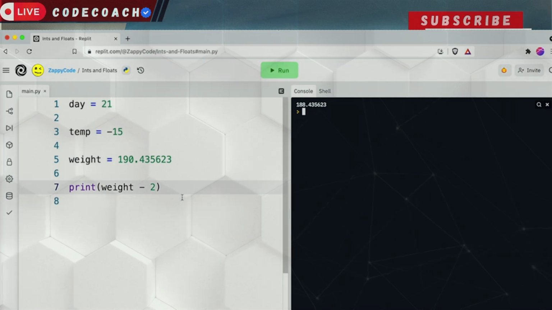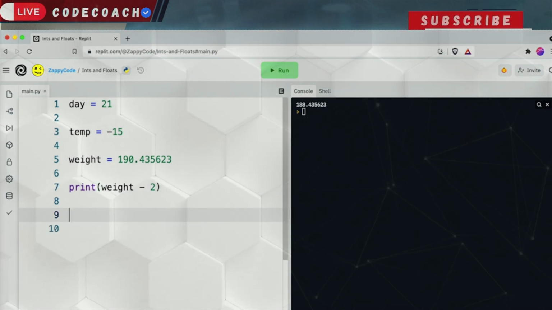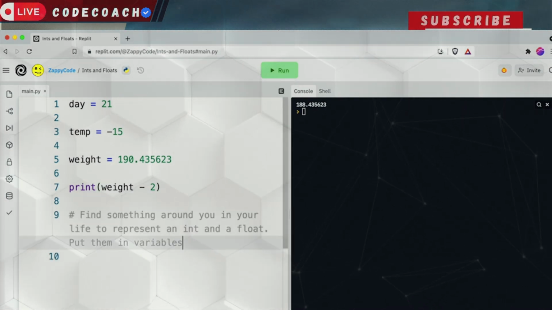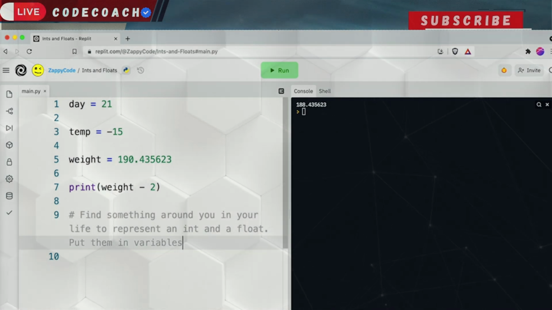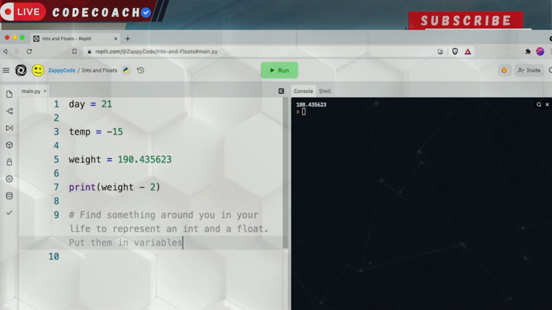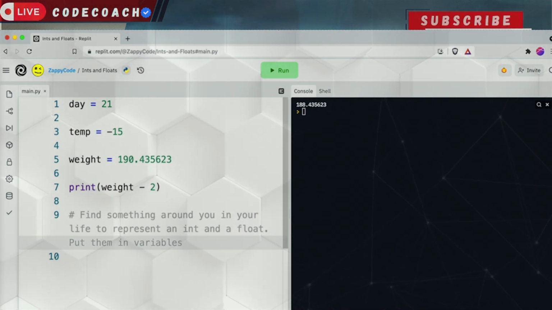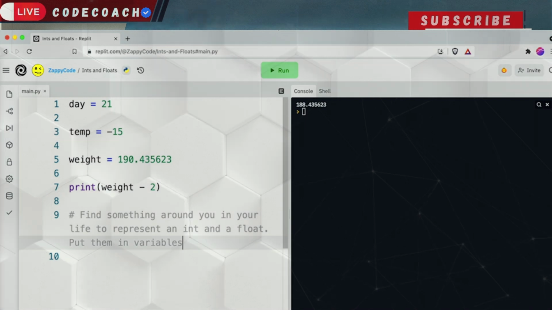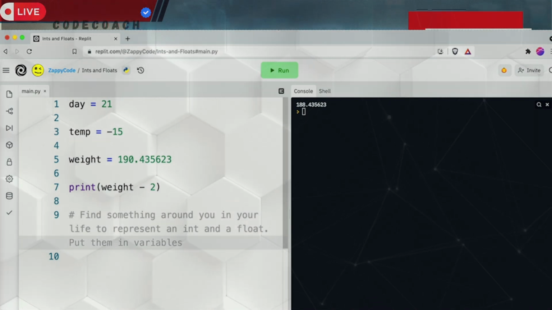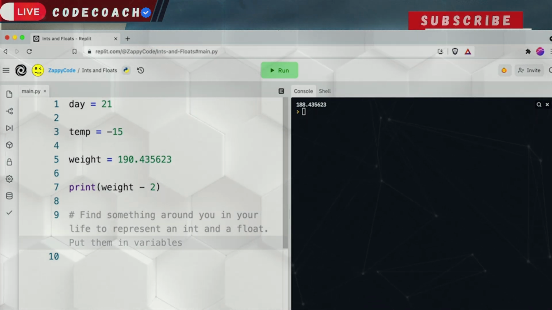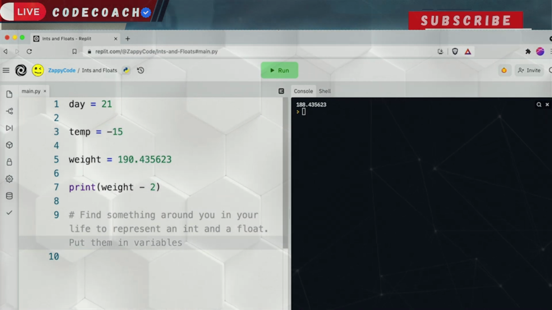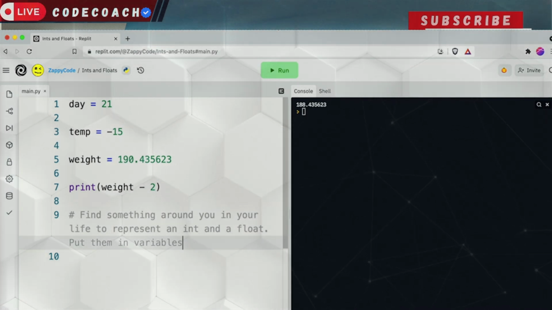So it's time now to make sure that you've got a good grasp on what we learned here. Let's do a challenge. I want you to find something around you in your life to represent an int and also a float and put them inside of variables. So for me, I like weighing myself down to the decimal. Find something around you in your life that you can count using a decimal, and also something with an integer. Okay? Hit pause, do that now.